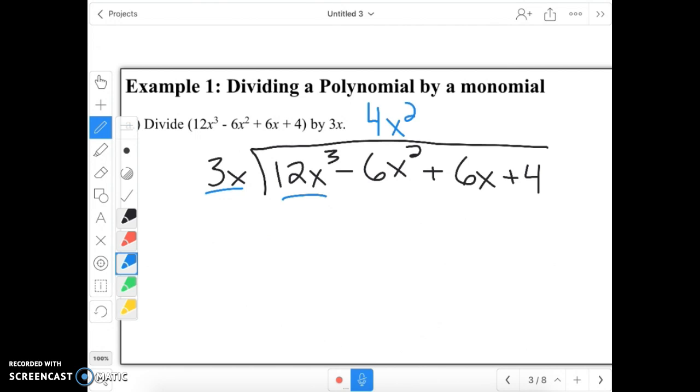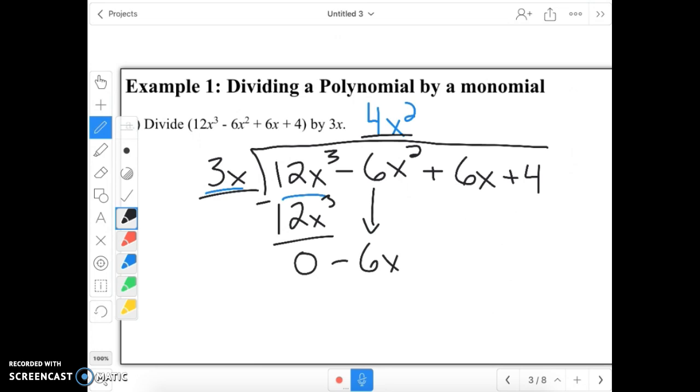And you'll notice that I wrote that above the column that has my x squareds in it. From here, we're going to do 4x squared times 3x, and we get 12x cubed. Now I'm going to subtract those, just like we normally would with long division. So we get 0, and I bring down this negative 6x squared.